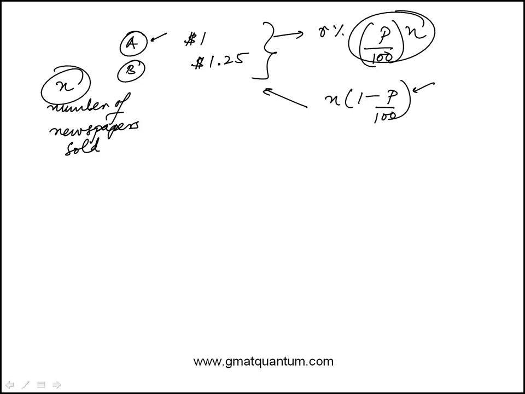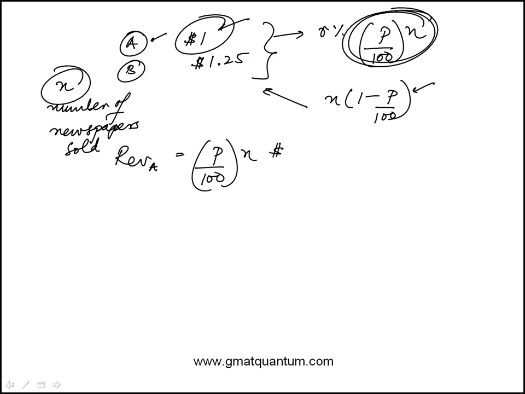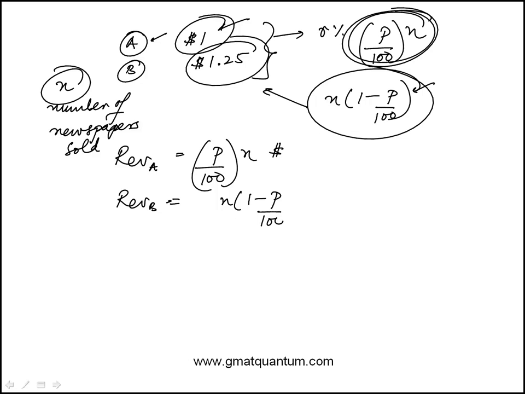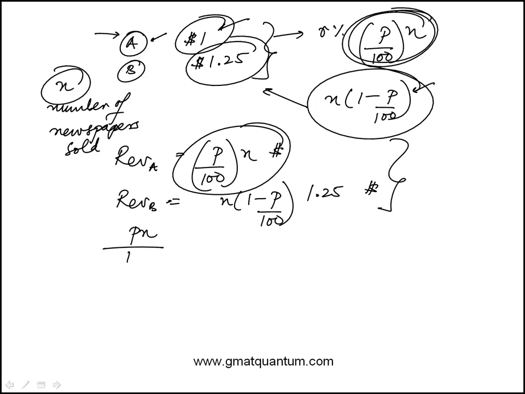Now the revenue for newspaper A would be the number sold times the price of each, which actually, because it's 1, would just look like that, but this is in dollars. Revenue from B would be this times 1.25, so N times 1 minus P over 100 times 1.25. This is in dollars. And the other condition is R% of the store's revenue was from newspaper A. So this, as a percent of the total, is R%. So the condition is PN over 100 over the sum of these two revenues, PN over 100 plus N times (1 minus P over 100) times 1.25.